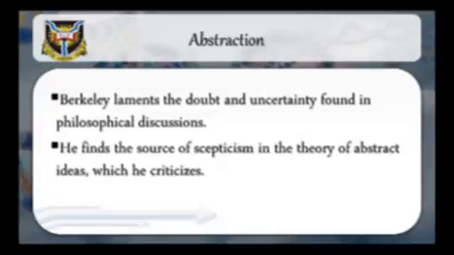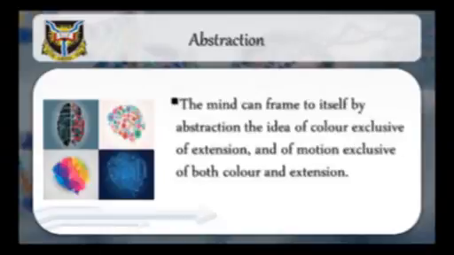But as you are told, the mind being able to consider each quality singly or abstracted from those other qualities with which it is united, does by that means frame to itself abstract ideas. Note that it is possible for color or motion to exist without extension, but only that the mind can frame to itself by abstraction the idea of color exclusive of extension and of motion exclusive of both color and extension.